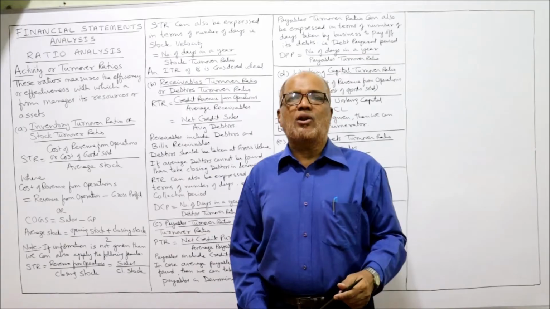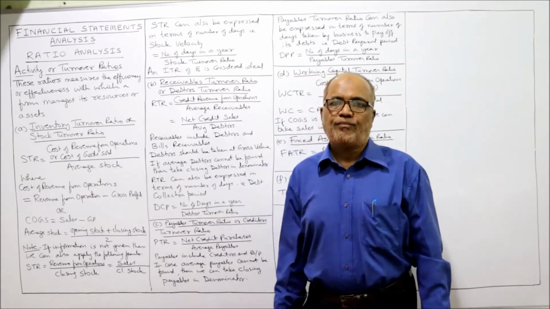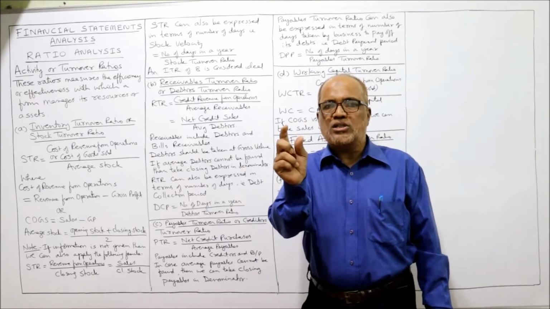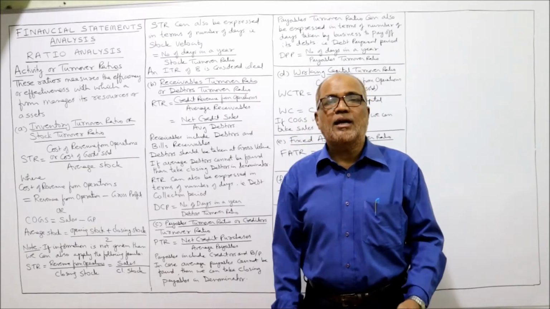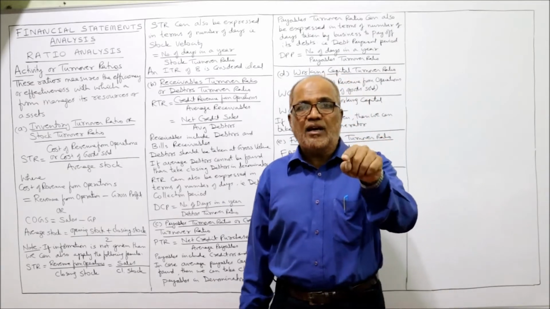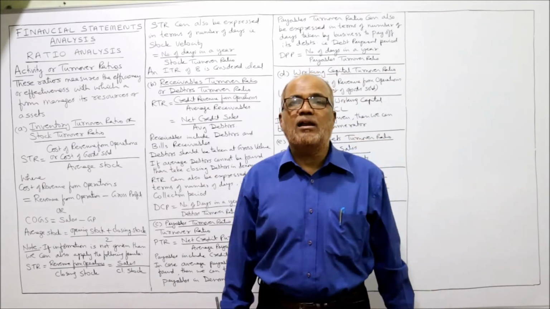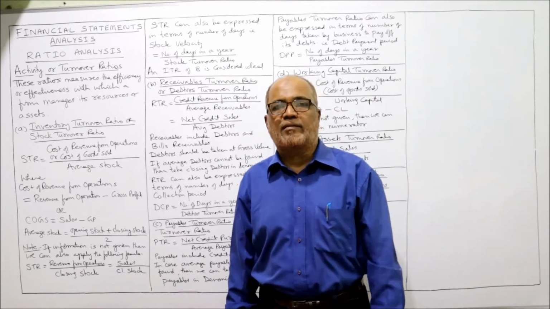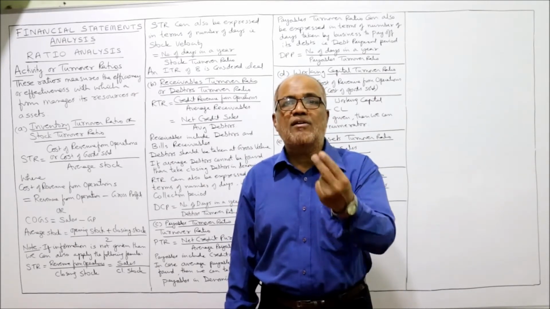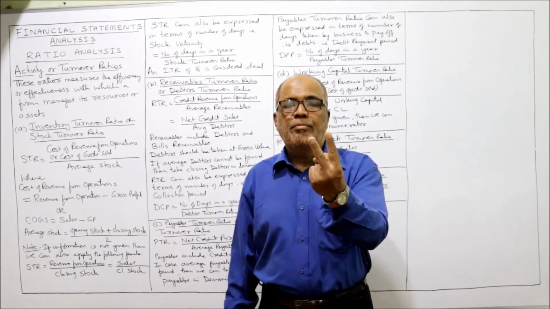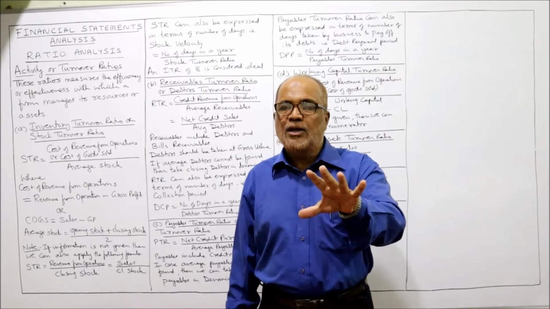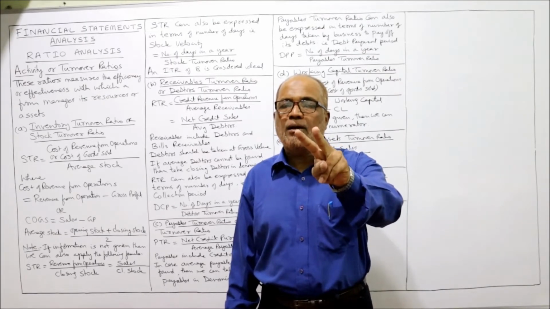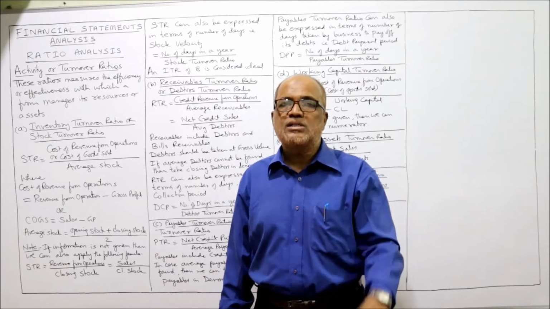Suppose the stock turnover ratio you are getting is 6. That means in 1 year, 6 times you are converting your stock into sales. 6 times means every 2 months, because a year consists of 12 months. So every 2 months you are able to convert your stock into sales.